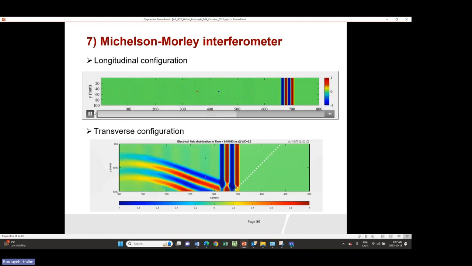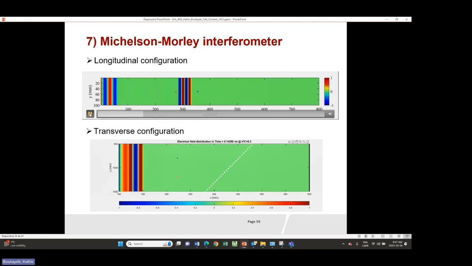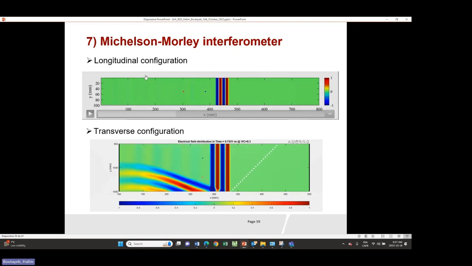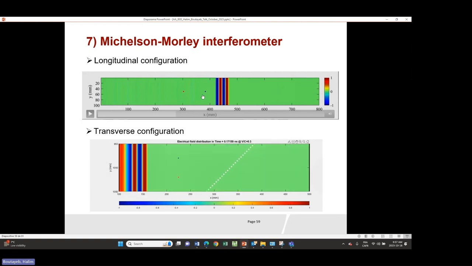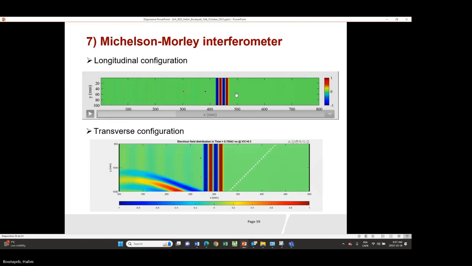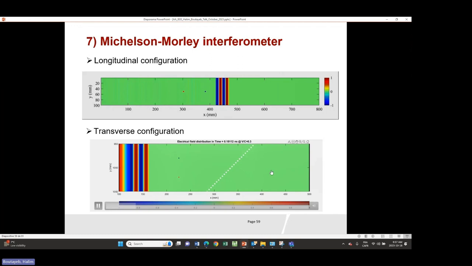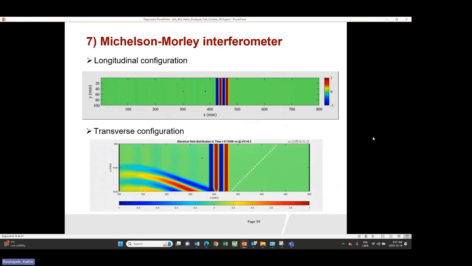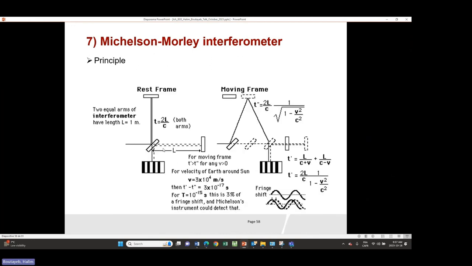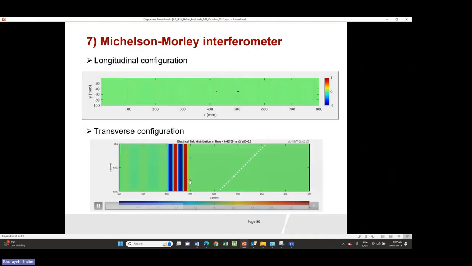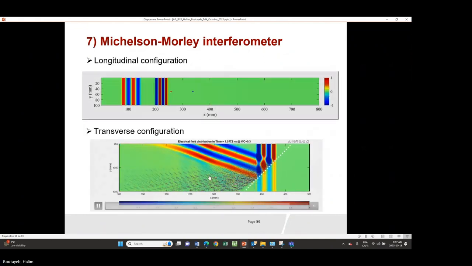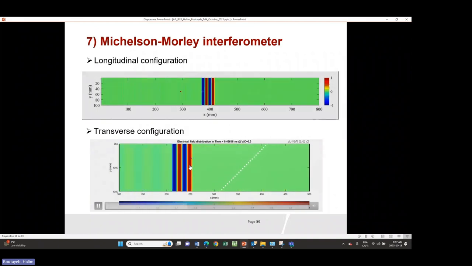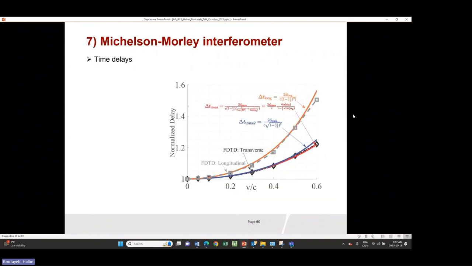So here we analyze the longitudinal direction. The source is moving and the observer here is moving. They are all moving. And here we use the mirror, the semi-reflecting mirror, the one at 45 degrees. And we also analyze the speed of propagation here, so we can calculate the time delay. So we calculate the different time delays.